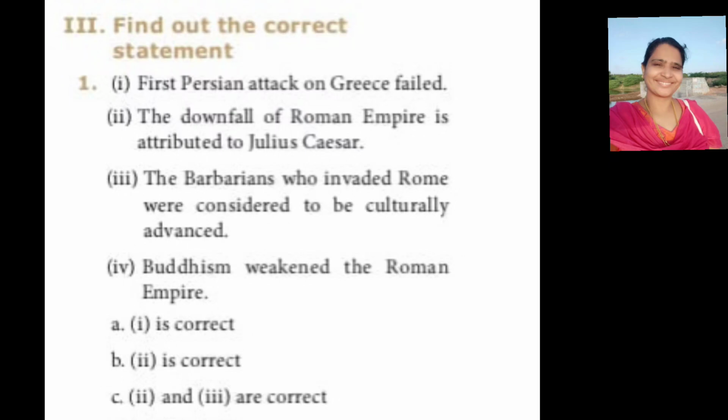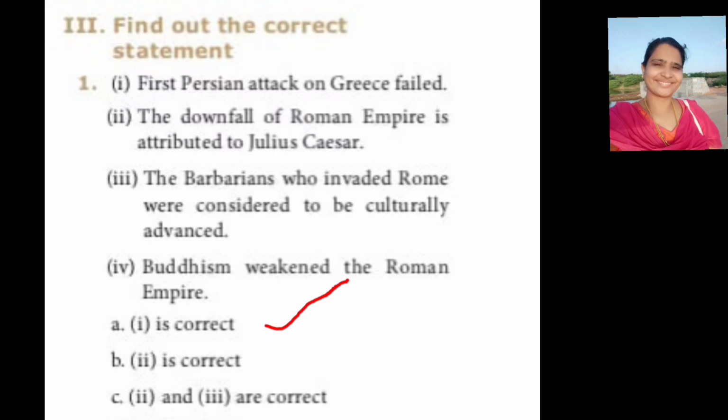Third, Roman number, children, find out the correct statement. I'll read a few and you can tell which is correct. First one, first Persian attack on Greece failed. Second one, the downfall of Roman Empire is attributed to Julius Caesar. Third one, the barbarians who invaded Rome were considered to be culturally advanced. Fourth one, Buddhism weakened the Roman Empire. So in this one, which is correct? A or B? A option, one is correct. B, second option is correct. C, two and three are correct. D, fourth is correct. The answer is one is right.